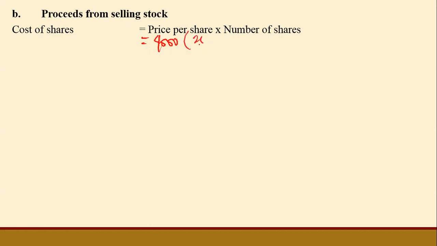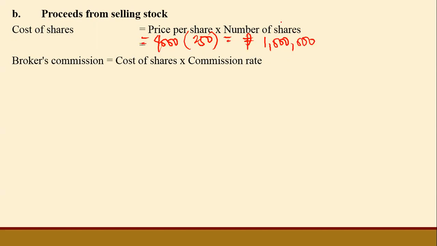Okay, for the proceeds from selling stocks, we have the value of shares, which is the product of the price per share and the number of shares. So this is 4,000 times 250, which is equal to 1 million pesos. And we have the broker's commission, based on the cost of shares and the commission rate. So we first compute the round lot commission. It has 200 shares.